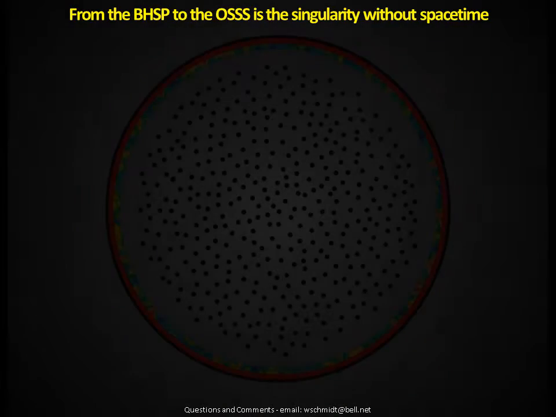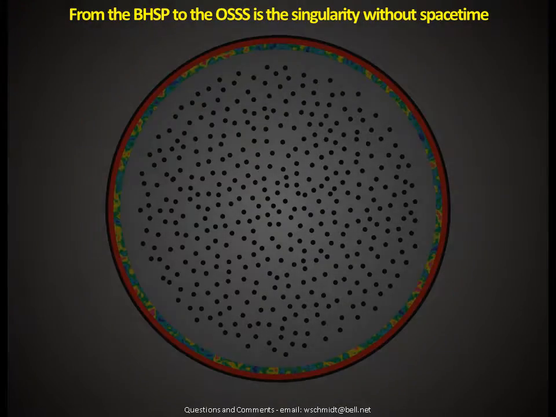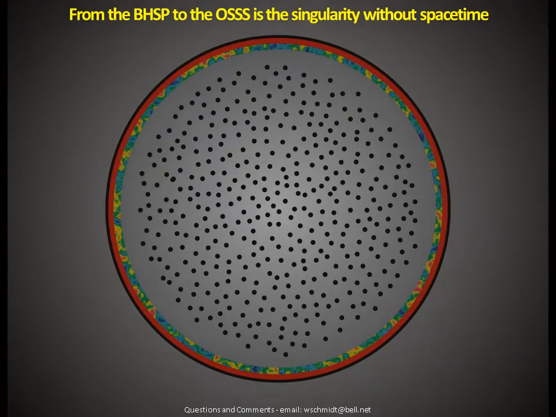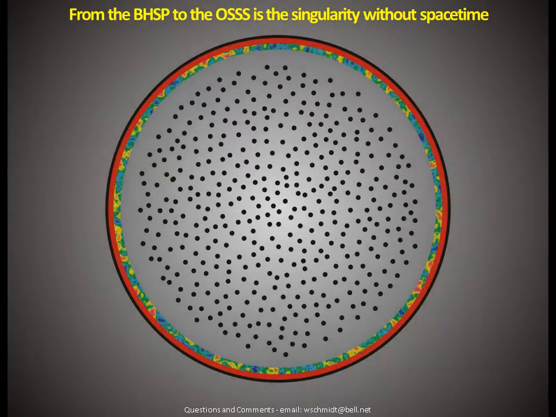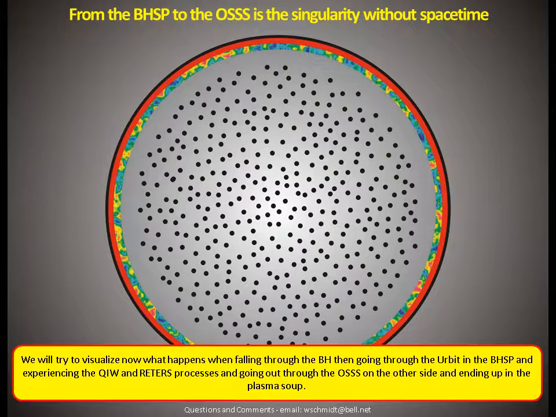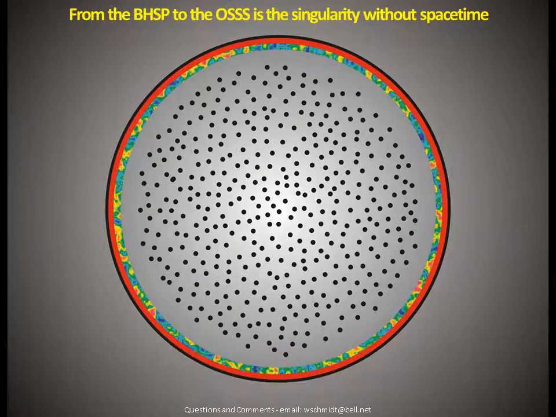From the black hole singularity point to the outer spherical shell singularity is the singularity without spacetime. We will try to visualize now what happens when falling through the black hole, then going through the orbit and the black hole singularity point, and experiencing the quantum inversion warp and random evolution trial and error, reject or select processes, and going out through the outer spherical singularity shell on the other side, and ending up in the plasma soup.